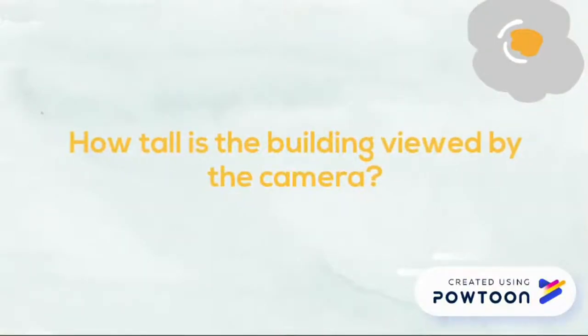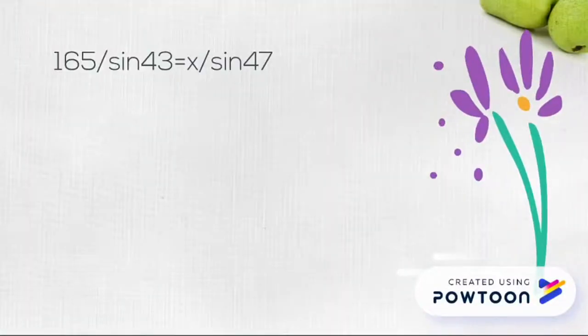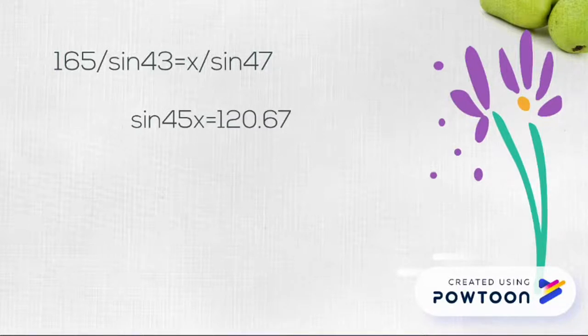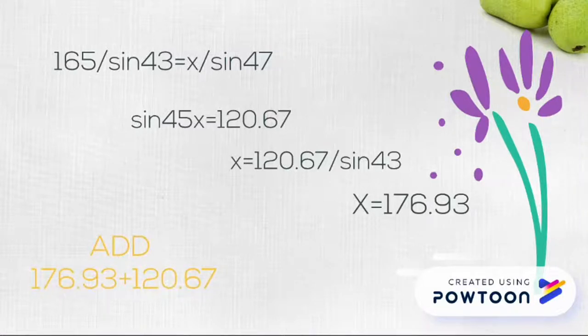The second question asks, how tall is the building viewed by the camera? What they're asking is, how tall is the other building? So what I did was 165 divided by sine 43 is equal to x divided by sine 47. What you're going to do here is cross multiply. After that, you get sine 43x is equal to 120.67. Then x is equal to 120.67 divided by sine 43. After that, x equals 176.93.